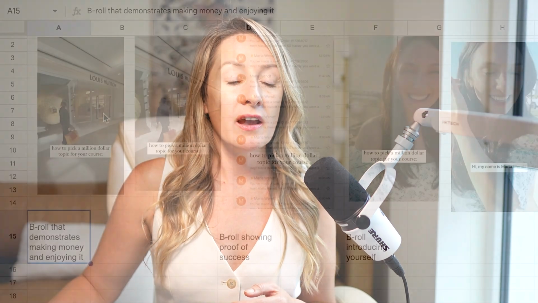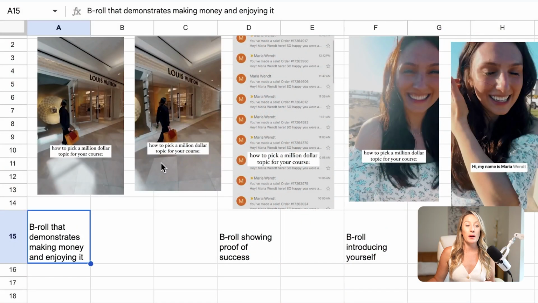I tend to look at my highest hook rates first and then say, why do I think this hooked them in so well? So in the case of Maria Wendt, for example, maybe this hook was just amazing. And I could assess, okay, is it the video of me walking into Louis Vuitton, or is it the hook here with how to pick a $1 million topic for your course? In that case, I wouldn't know which was which, and maybe it's a combination too, right? Obviously.